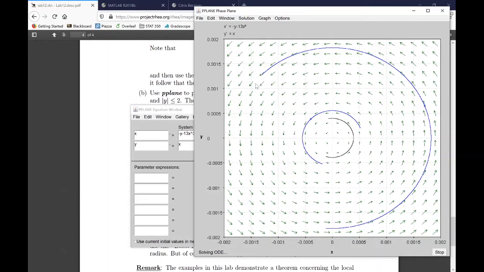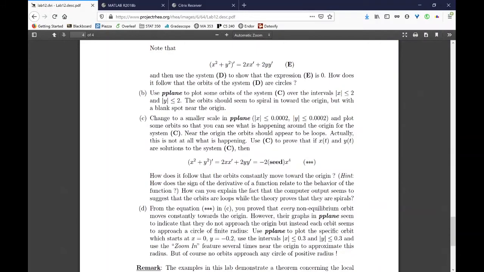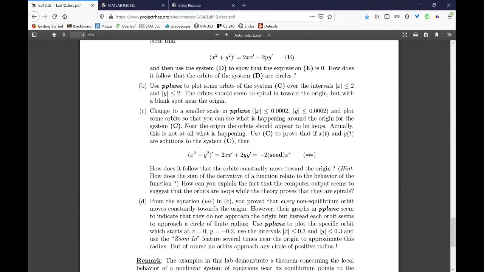But you should still see that they're roughly circular-like, right? You can imagine that if they extended out all the way around, they would be a circle. So that's what you should be seeing. Near the origin, the orbits should appear to be loops. I know that my computer didn't show that, but they should be perfect circles. But this isn't what is supposed to be happening, right?